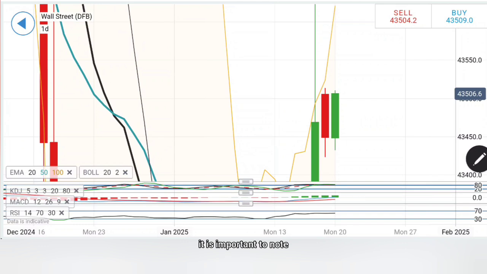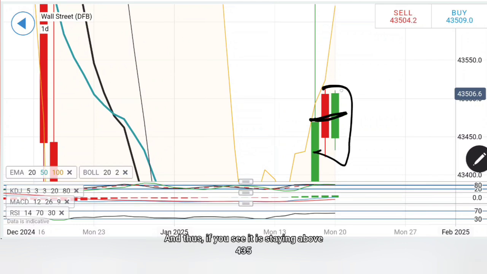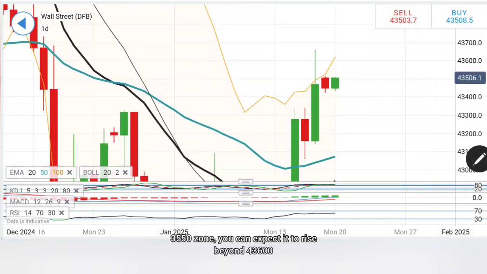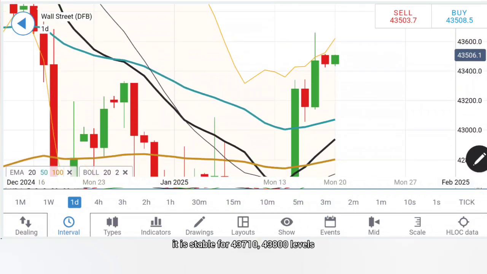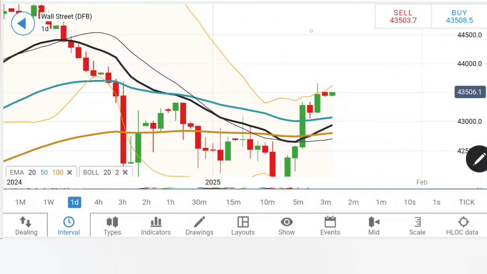Now it is important to note that it started on this flat note today, and thus if you see it is staying above the 43,530, 550 zone, you can expect it to rise beyond 43,600, and once it trades beyond 43,650, stay bullish for 43,710, 43,800 levels. So yes, a good buying entry today appears to be at around the 43,530, 550 zone for US 30, but till 43,650 you have to be cautious. Then in fact you can expect 43,800 as well.